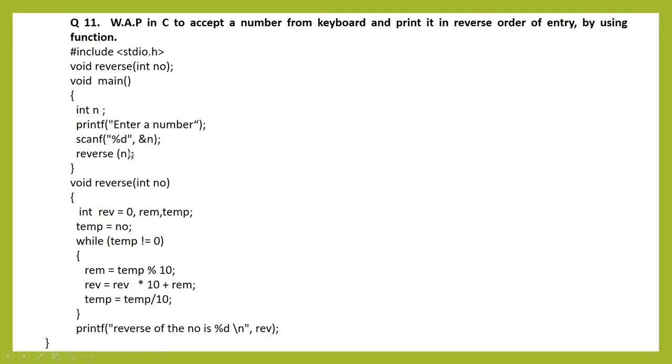Just like if for your n value you enter 257, at output it should display 752 by reverse. So palindrome and reverse have the same concept. If you know about reverse, then there is no problem in finding the palindrome of a number. Clear?